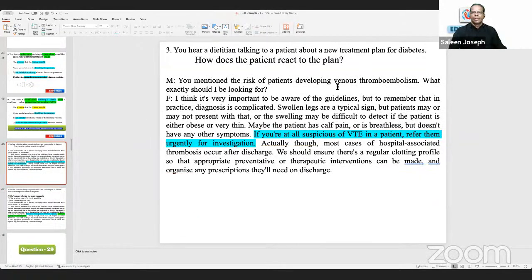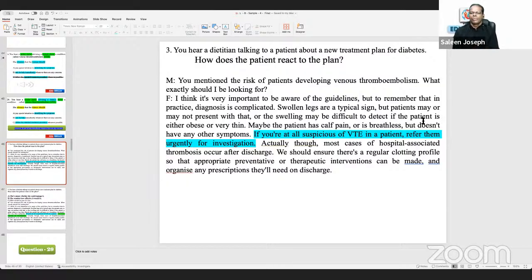You mentioned the risk of patients developing venous thromboembolism. What exactly should I be looking for? I think it's very important to be aware of the guidelines, but to remember that in practice, diagnosis is complicated. Swollen legs are a typical sign, but patients may or may not present with that. May or may not, which means there is no certainty. They are not telling you to focus on that. They are not stressing the symptoms because symptoms are not at all sure. Or the swelling may be difficult to detect. If you cannot detect swelling, you are not able to diagnose properly. So what do you have to do?